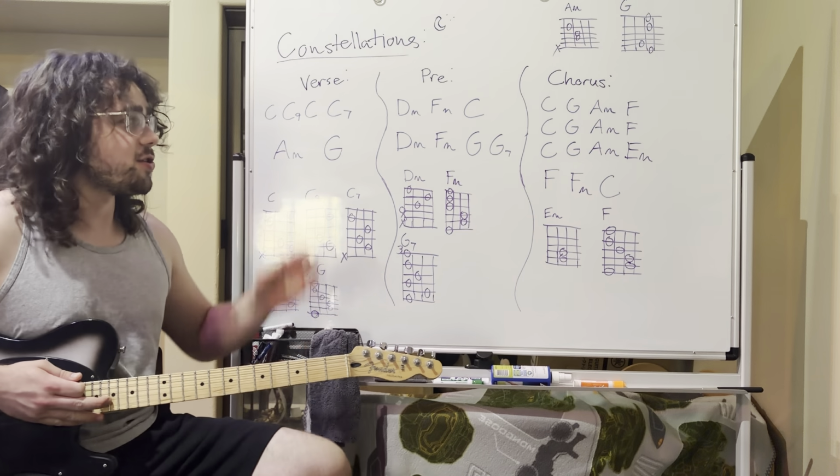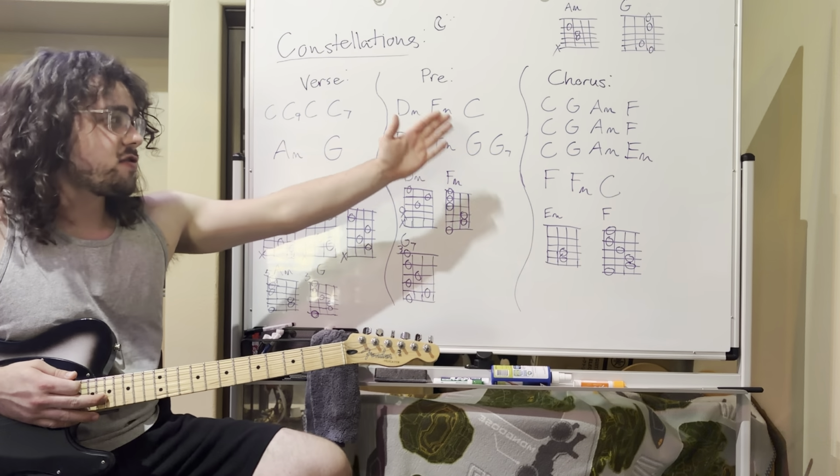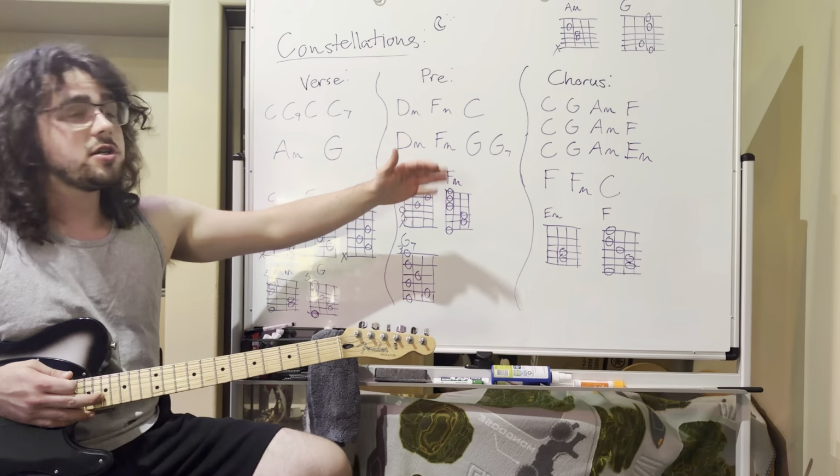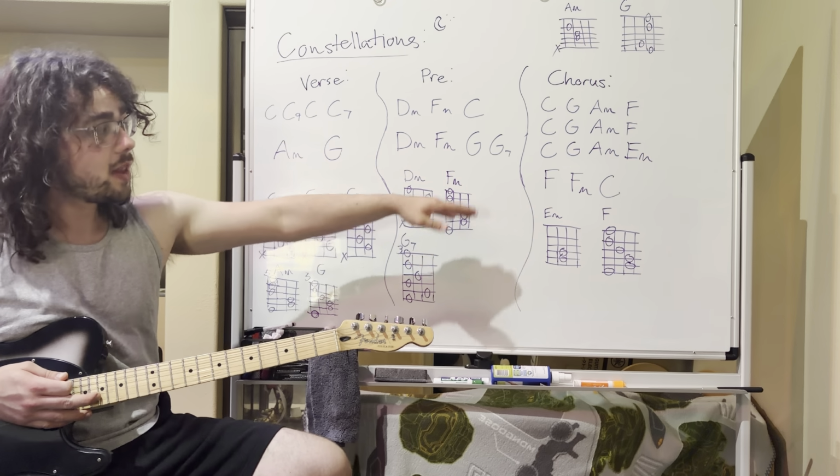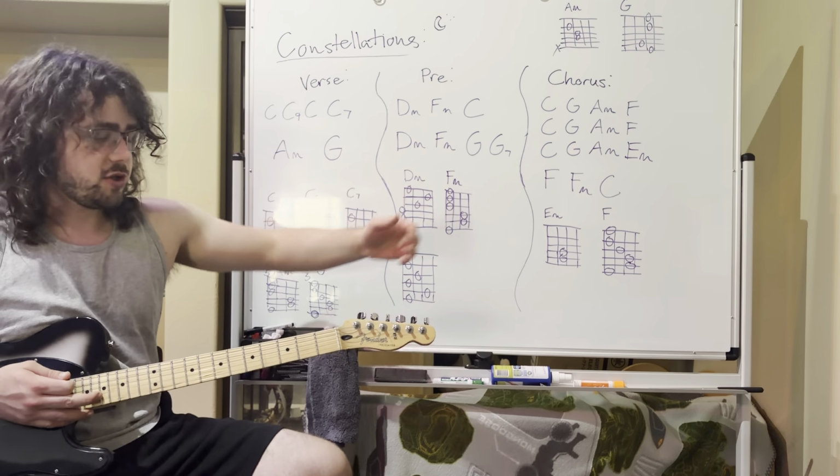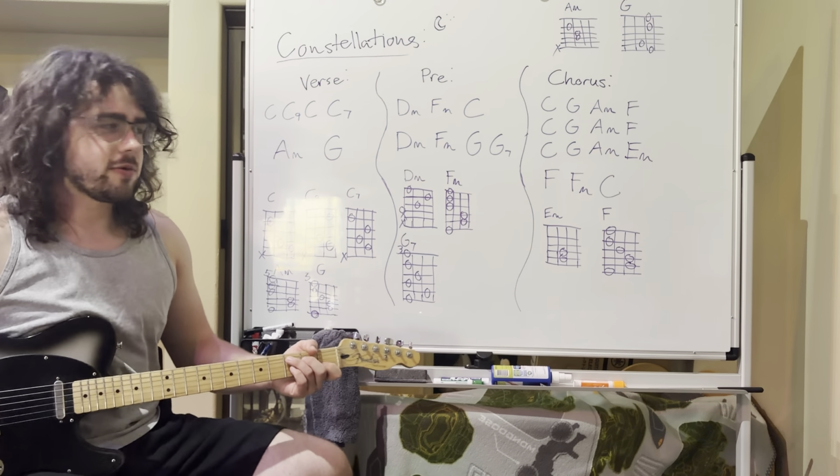All right, so the chorus: C, G, A minor, F, C, G, A minor, F, C, G, A minor, E minor, F major, F minor, C. And let me play through that whole thing with singing.